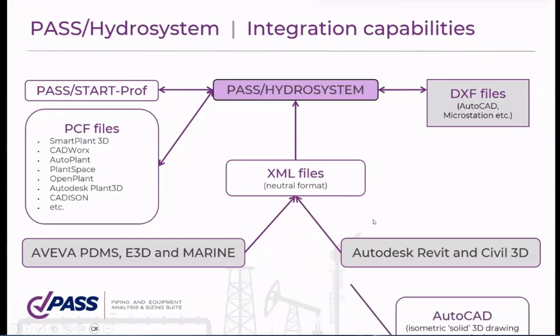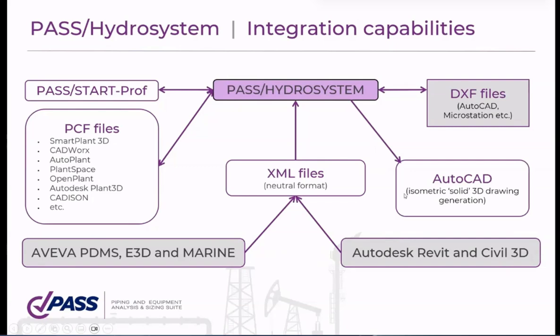And also in HYDROSYSTEM, we have an isometric generation module, which allows you to export isometrical drawings of your piping system into AutoCAD. So if you use AutoCAD, if it's installed on your computer, you simply press the button, HYDROSYSTEM exports all the data to AutoCAD, and AutoCAD builds a piping drawing for you automatically.